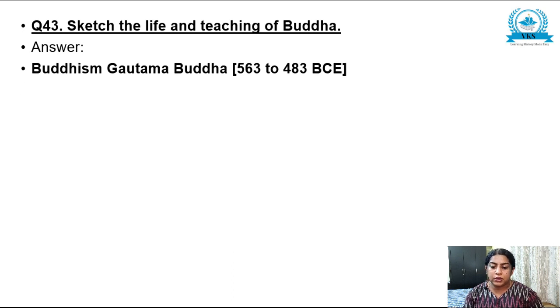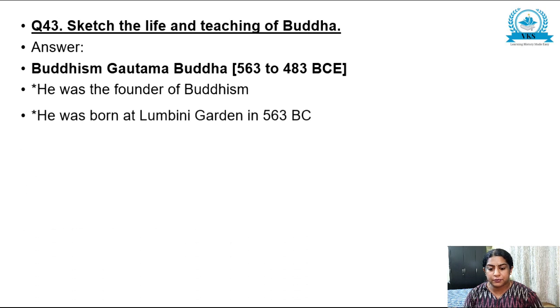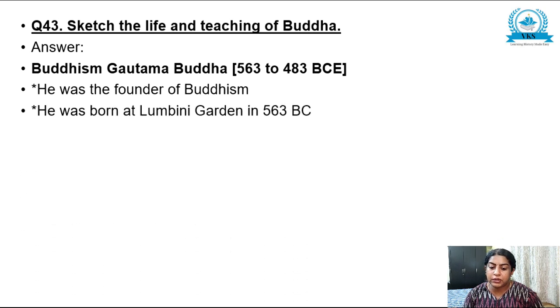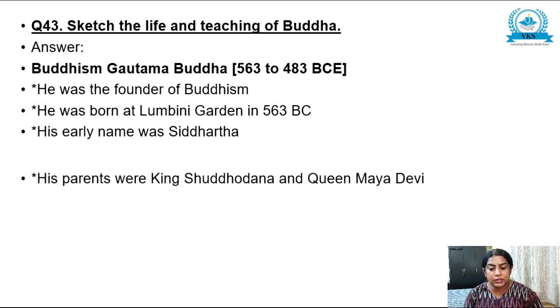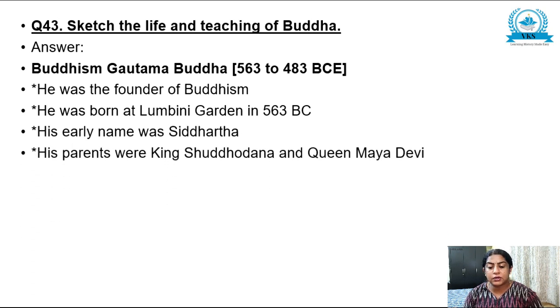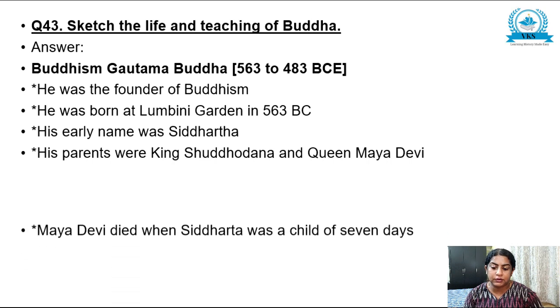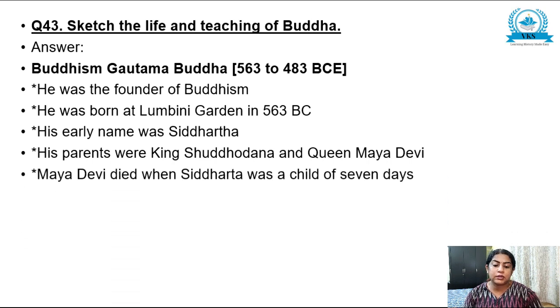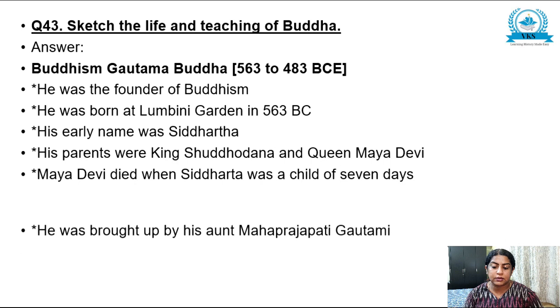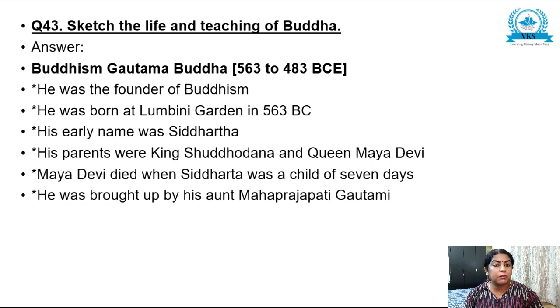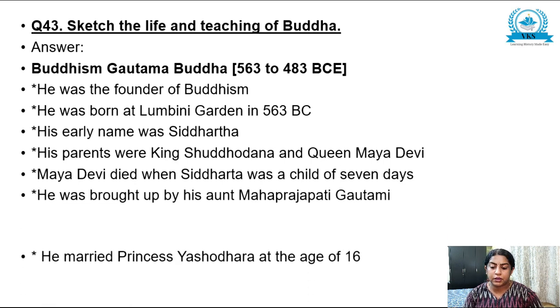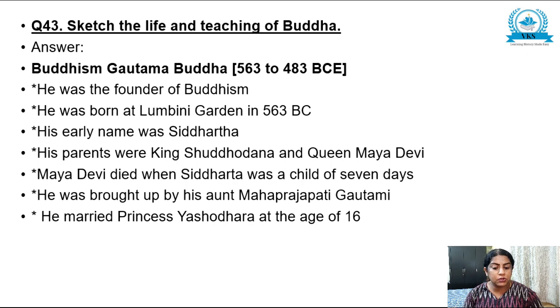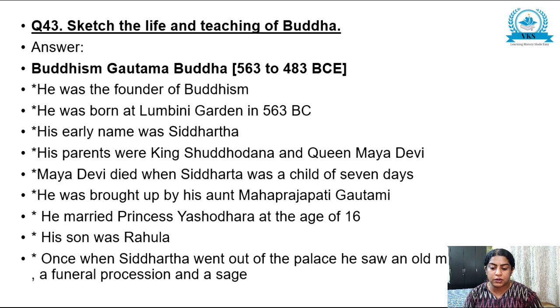So Gautama Buddha was the founder of Buddhism. He was born at Lumbini Garden in 563 BC. His early name was Siddhartha. His parents were King Shuddhodana and Queen Mayadevi. Mayadevi died when Siddhartha was a child of 7 days. He was brought up by his aunt Mahaprajapati Gautami. He married Princess Yashodhara at the age of 16 and his son was Rahula.